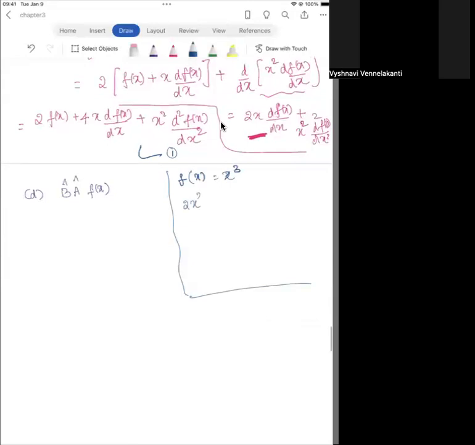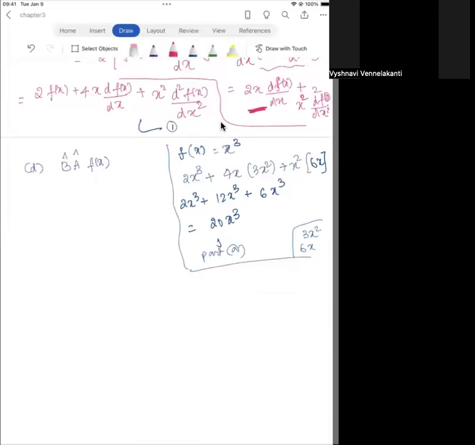So that'll give us 2x cubed plus 4x times the derivative of x cubed is 3x squared plus x squared times the second derivative of x cubed, which will be, the first derivative is 3x squared, so the second derivative is going to be 6x. It will be 2x cubed plus 12x cubed plus 6x cubed. And that will be 20x cubed, which is exactly the answer we got in part A. It's just a fun exercise to try if you are interested.